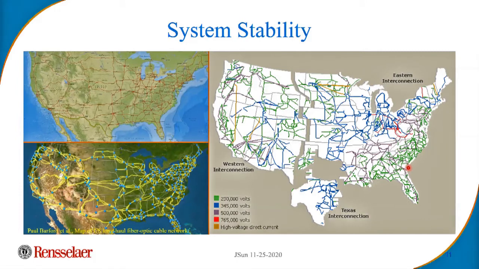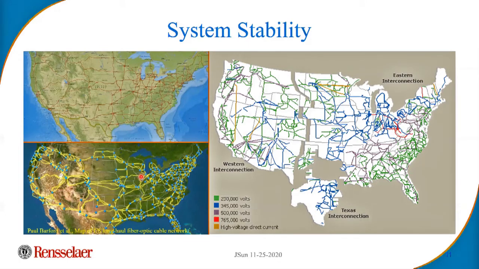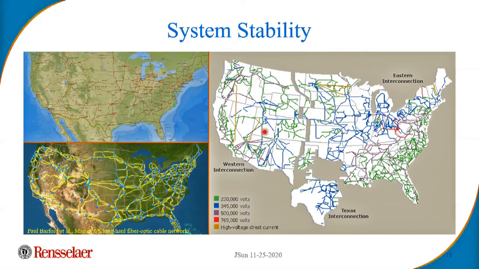For those who are not in the power system area, I just want to send a simple message that power system is probably the largest man-made network on this planet before the internet came about. This picture shows the highway network in the U.S., the high-speed optical fiber network in the U.S., so the communication network, and then the transmission network in the east, west, and Texas. These are all networks, so capacity is important. Having a balance between supply and demand is important. We all know if you have all the loads but not enough electricity, the system cannot operate.